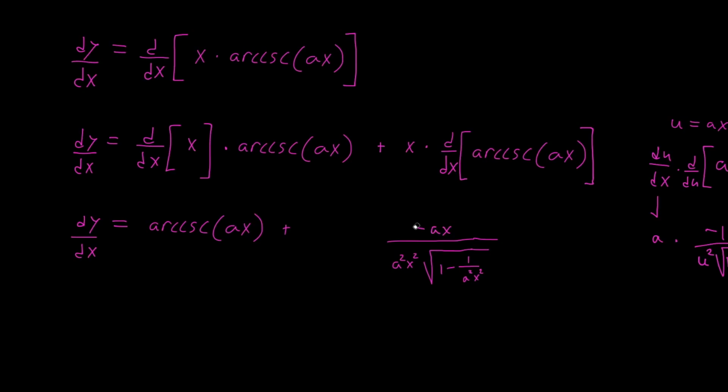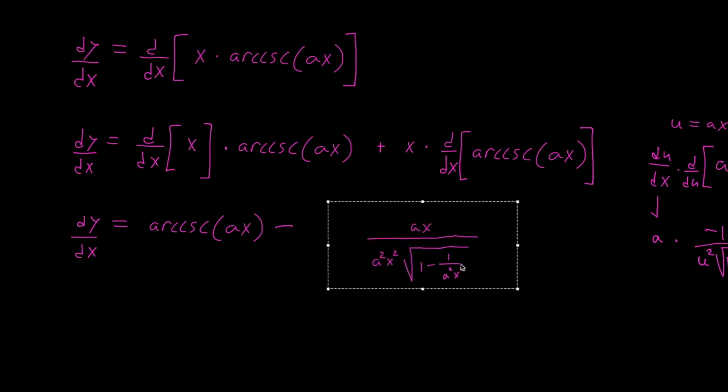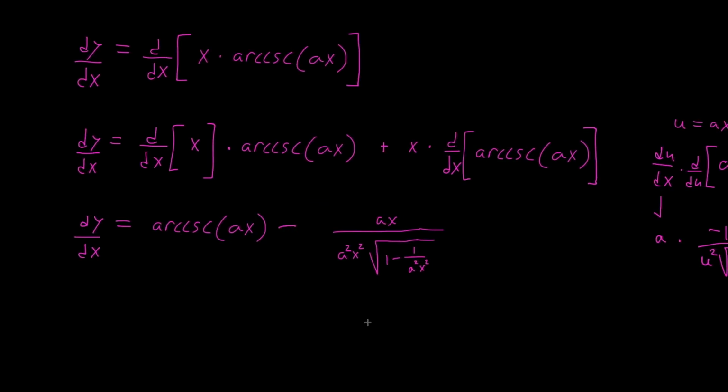We can bring this negative out in front here. And we can cross off one of these a's with this a, and one of these x's with this x. So we're left with 1 in the numerator, and we can rewrite this as ax, and neaten up this negative sign a little bit. And we are done.